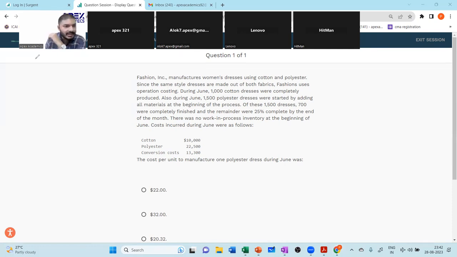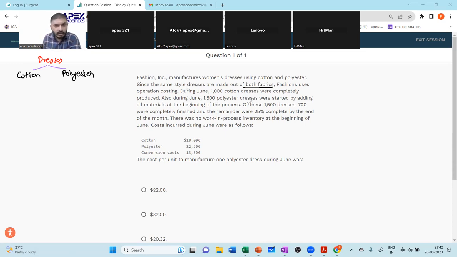Now see, first of all, understand that there is a company that makes dresses. These dresses are made out of two materials, cotton and polyester. Since the same style dresses are made out of both the fabrics, suppose this style of shirt that I am wearing is there right now. This shirt you can make in cotton also, and in polyester also. It's available in both the fabrics. Fashion uses operating costing.